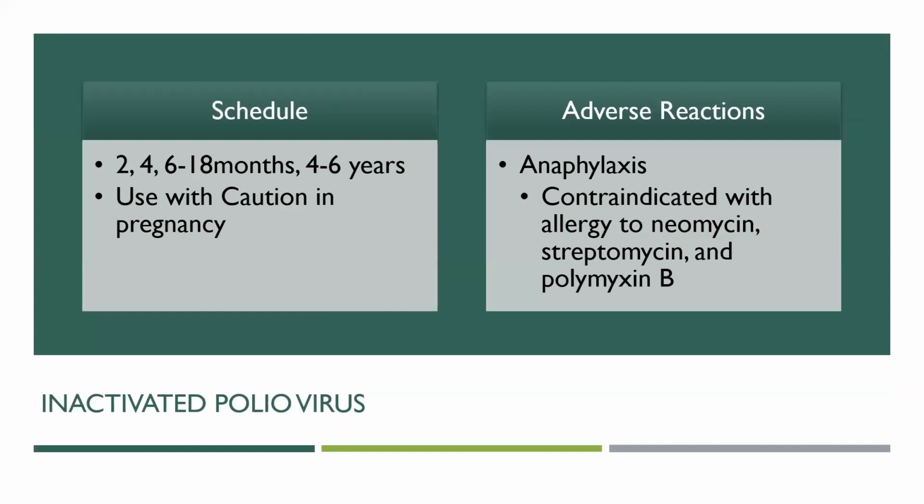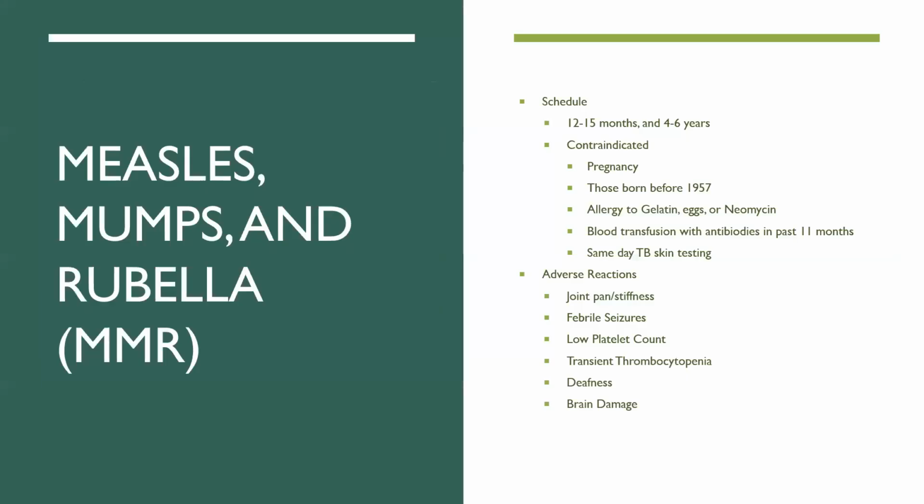Then we have the inactivated polio virus. This is given at 2, 4, 6 to 18 months, as well as 4 to 6 years, and it should be used with caution in pregnancy. The main adverse reaction would be anaphylaxis, so we cannot give this vaccine to anyone that has an allergy to neomycin, streptomycin, or polymyxin B. Those are different medications.